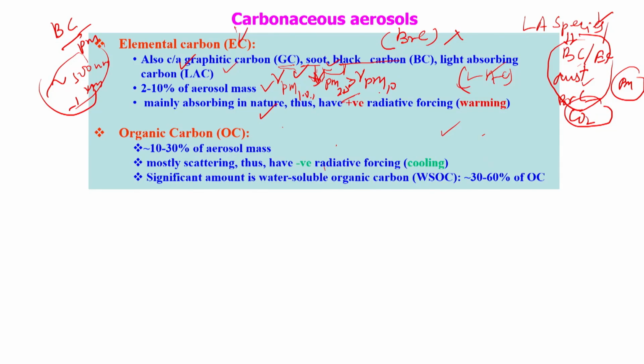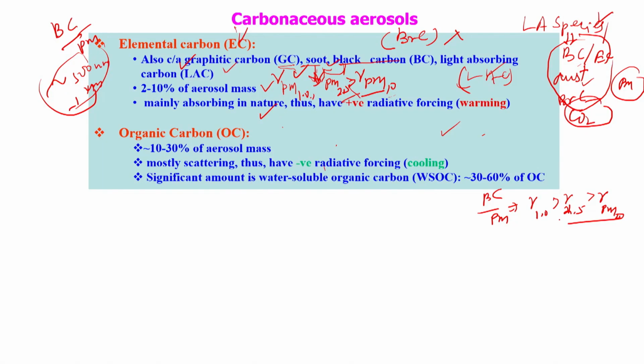Up to 2.5 micrometer of course will be there, but PM10 contains all of PM1, PM2.5 and PM10. So, for PM10 the other mass will be contributing here. So, if you calculate this ratio BC to PM, the ratio for PM1 will be much higher, for PM2.5 it will be the next, and then the ratio for PM10 will be the lowest.